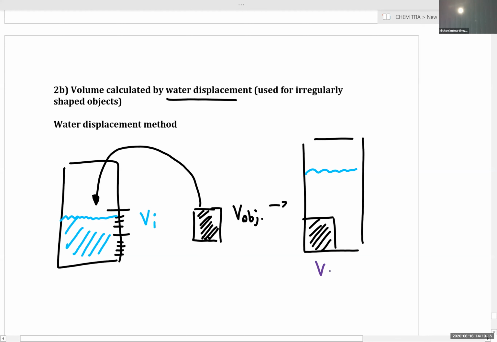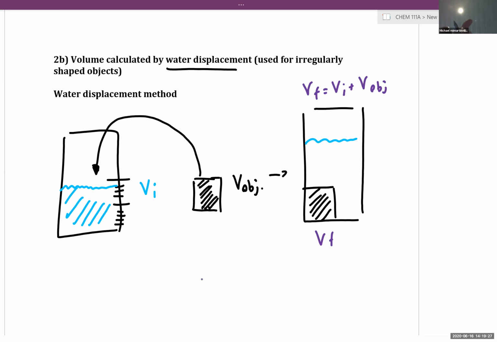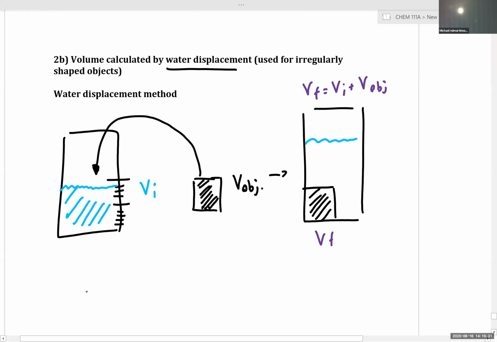Okay, now we know that V final is equal to V initial plus the volume of our object. So then, if we wanted to solve for the volume of the object that we put into our water displacement apparatus, the volume of our object is equal to the volume final after we put the object in the water minus the volume of water initially.